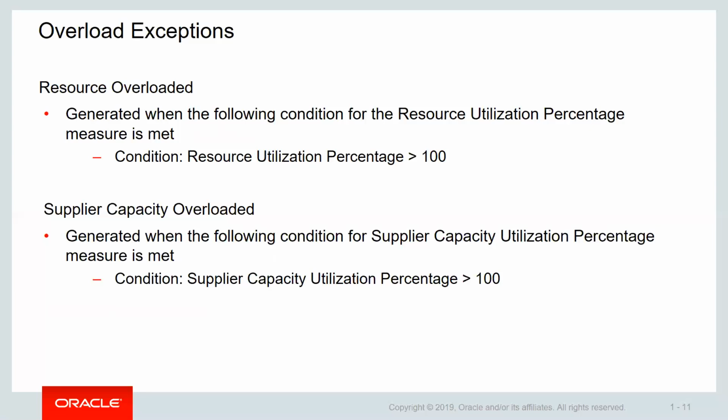Next, we look at the overloaded messages. The resource overloaded exception is generated for the resource utilization percentage measure when the resource utilization percentage is greater than 100%. The supplier capacity overloaded is generated for supplier capacity utilization percentage measure when the supplier capacity utilization percentage is greater than 100%.